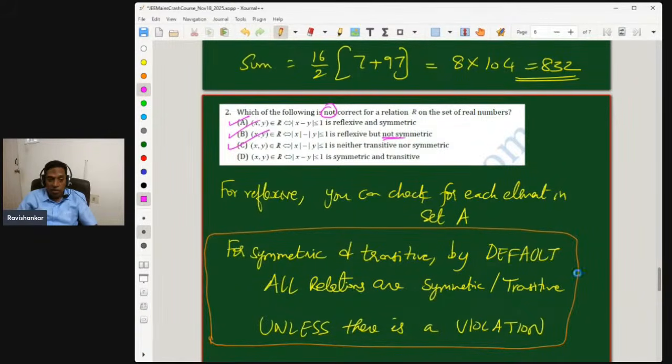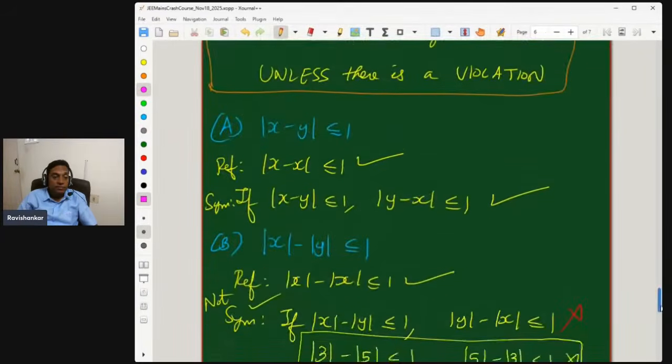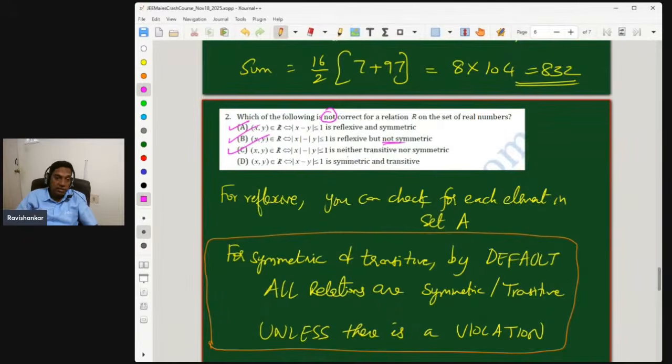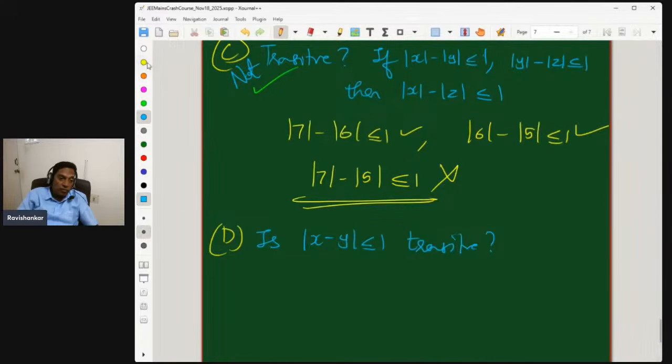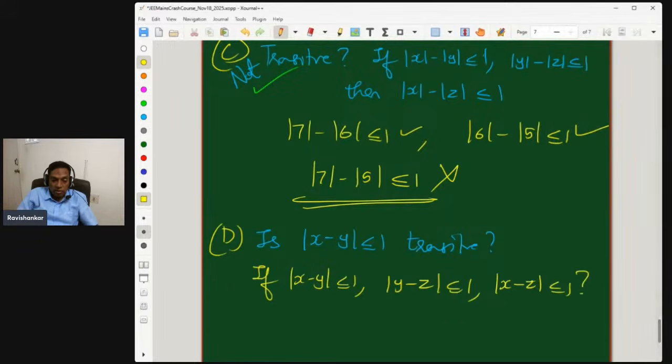We saw that D is symmetric, which is correct. What about D is transitive? Mod of x minus y is less than or equal to 1. Is it transitive? The way you will check is, if mod of x minus y and mod of y minus z are less than or equal to 1, is mod of x minus z also less than or equal to 1? This is the question.